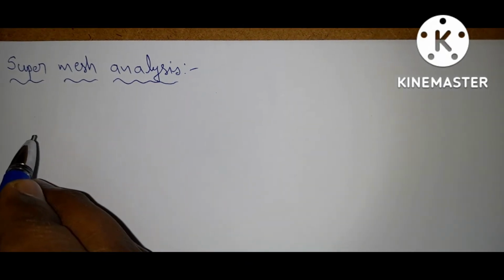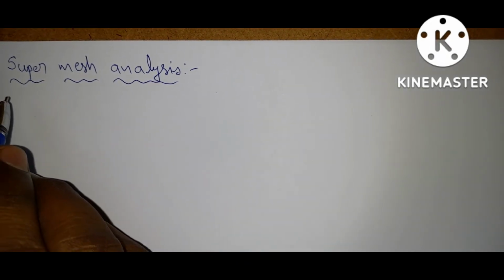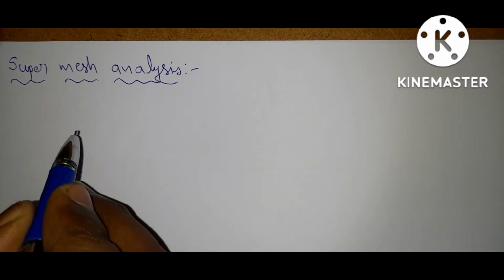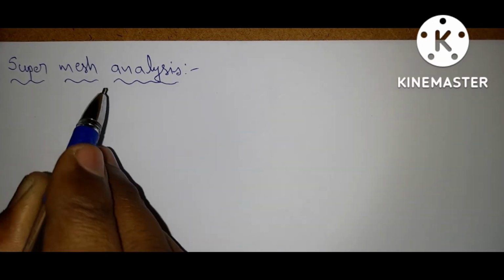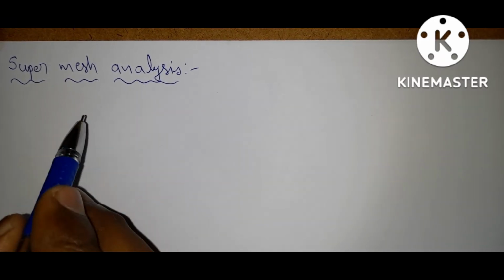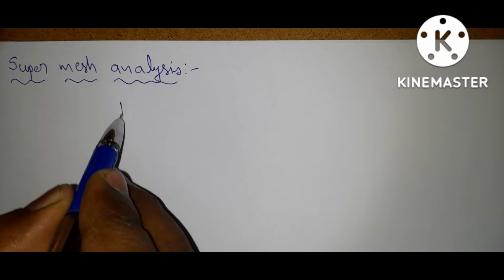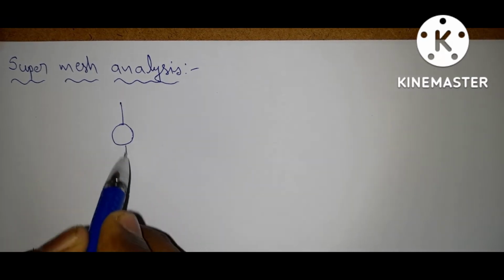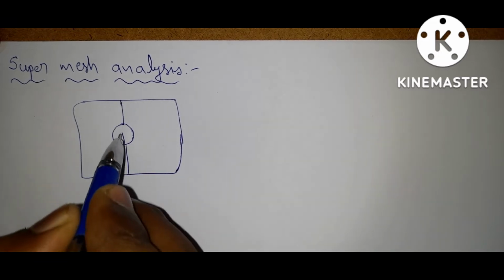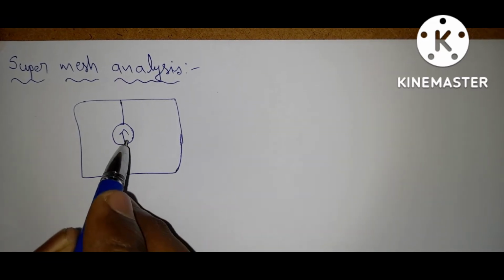Hello everyone. In the previous lecture, we discussed supernode analysis. Now, we will discuss supermesh analysis. Same as supernode analysis, supermesh analysis means, suppose in between two meshes there exists an ideal current source, then we need to apply the supermesh technique.